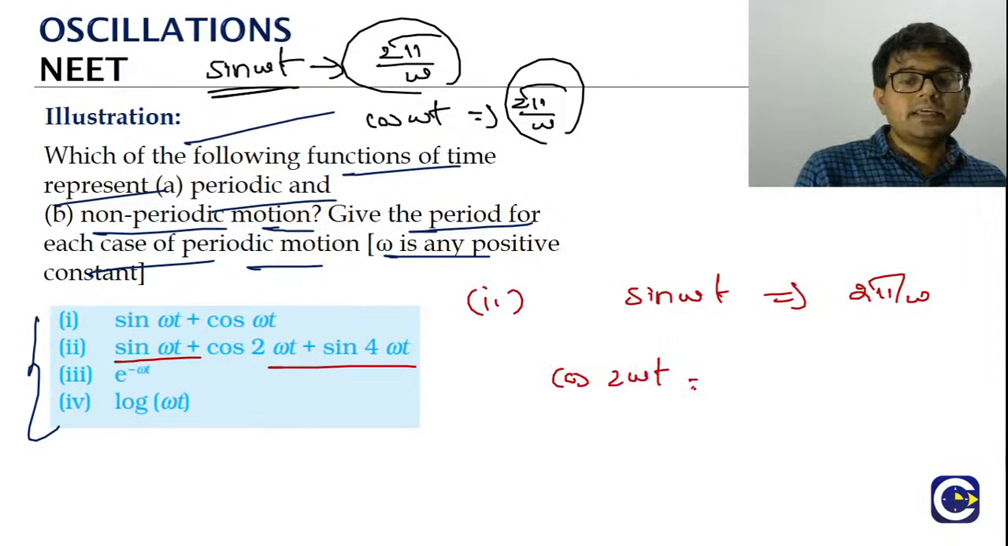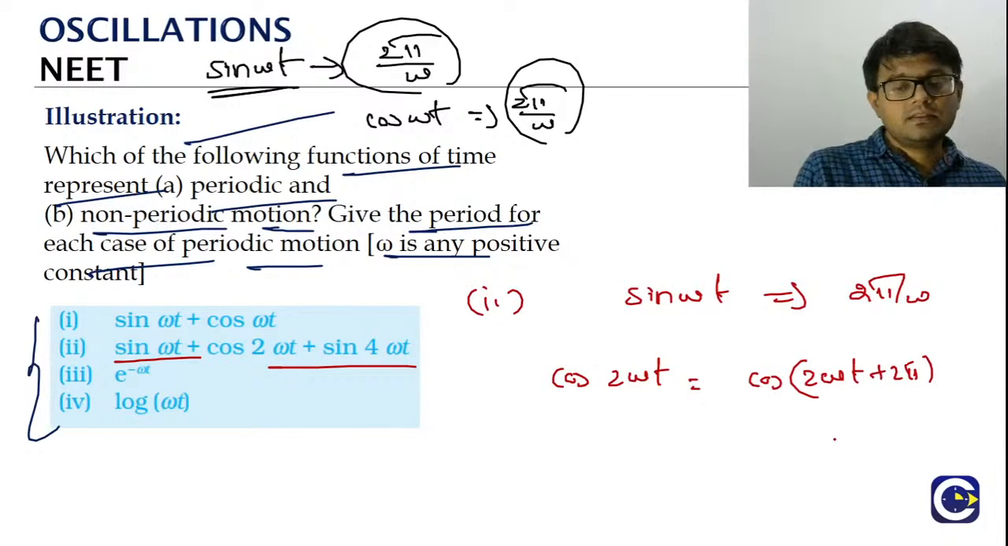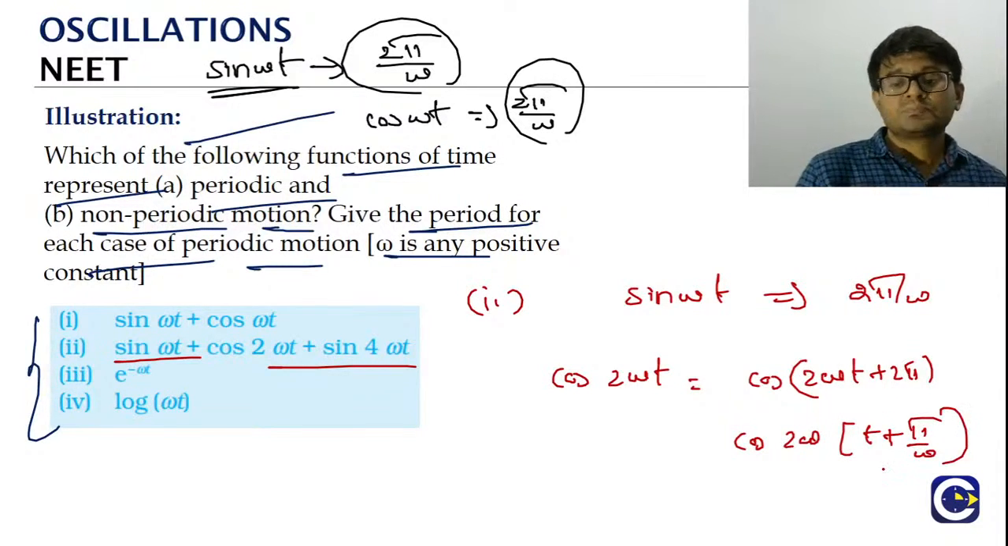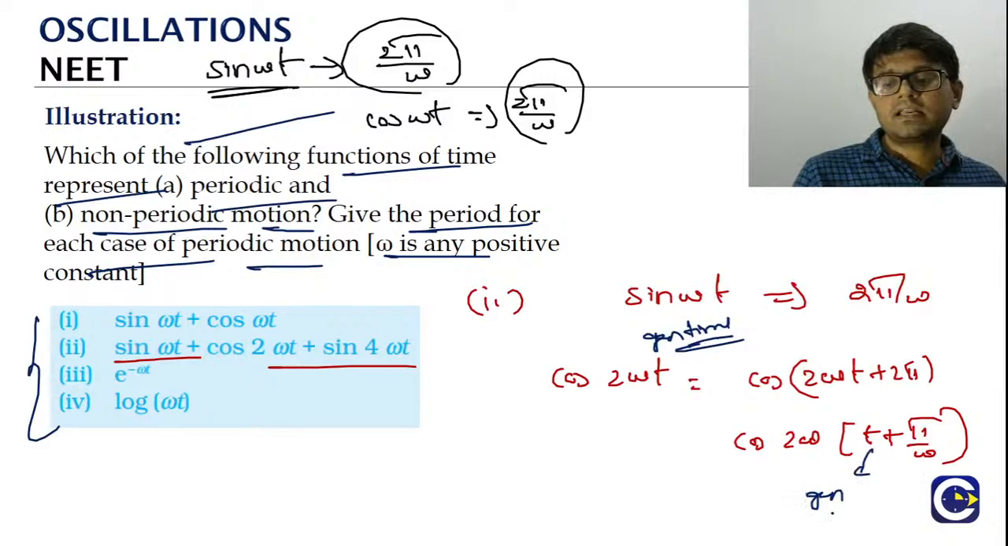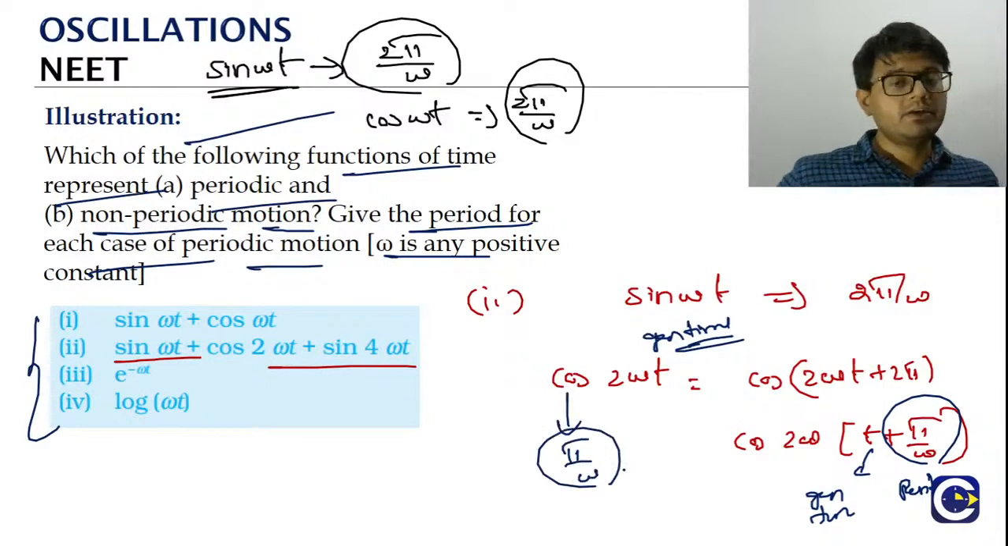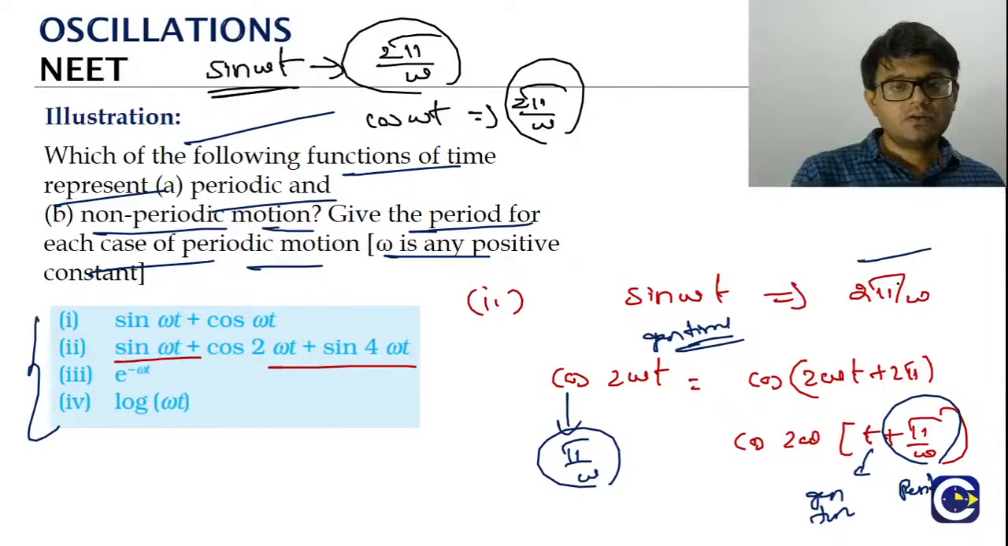cos 2 omega t, look here: cos of 2 omega t plus 2 pi will be the same as cos 2 omega t, right? Take cos 2 omega as common. What is it? t plus pi by omega. So the function value at general time t is the same as the function value at time t plus this, and this is what we call the period. What is the period value for this? Pi by omega, exactly, which is half of 2 pi by omega.